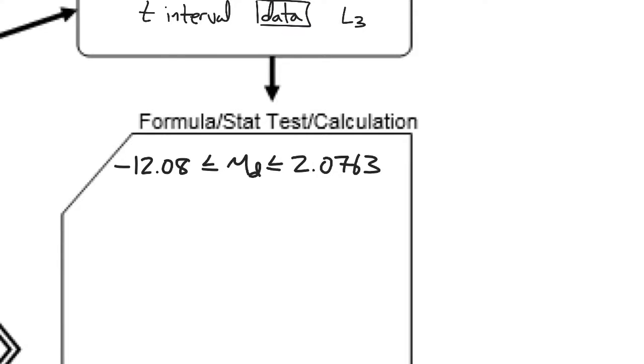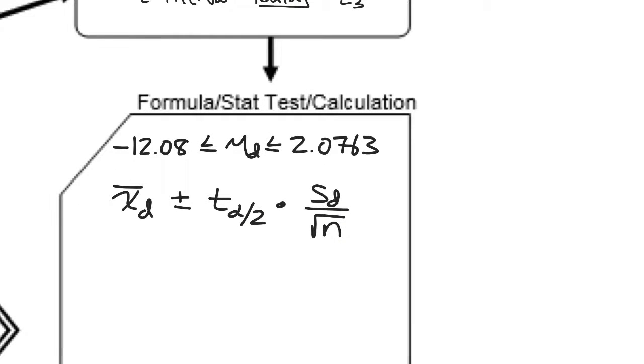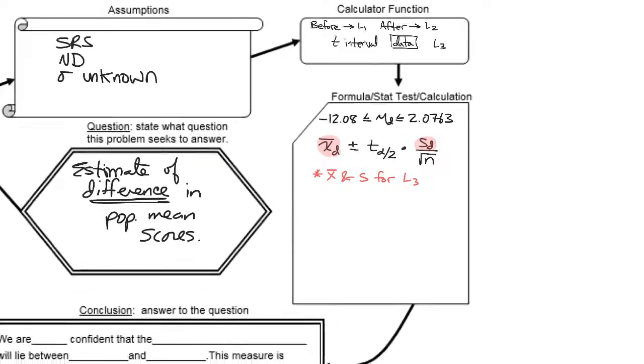And just so you have it, the formula would be x bar sub d plus or minus t alpha over 2 times s sub d over the square root of n. All right, so these 2 entries, let me just scroll a little bit. These 2 guys here would be x bar and s for L3. That's not a 3. L3. There we are. All right.